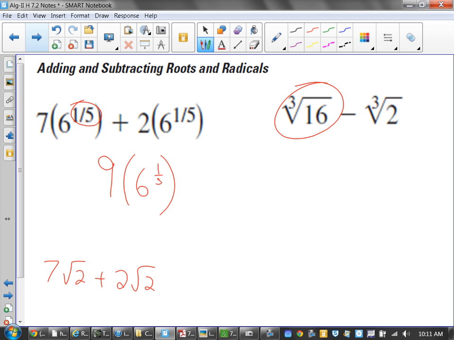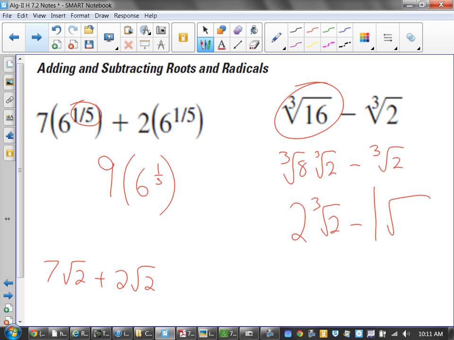So now in this case, you can rewrite this as the cube root of 8 times the cube root of 2, minus the cube root of 2. Hold on. What's the cube root of 8? 2. So you have 2 cube root of 2 minus the cube root of 2. Can I put a 1 in here and not change anything? Yes. So now what do you get? 1 cube root of 2. Cube root of 2 is your answer. Everybody see that?